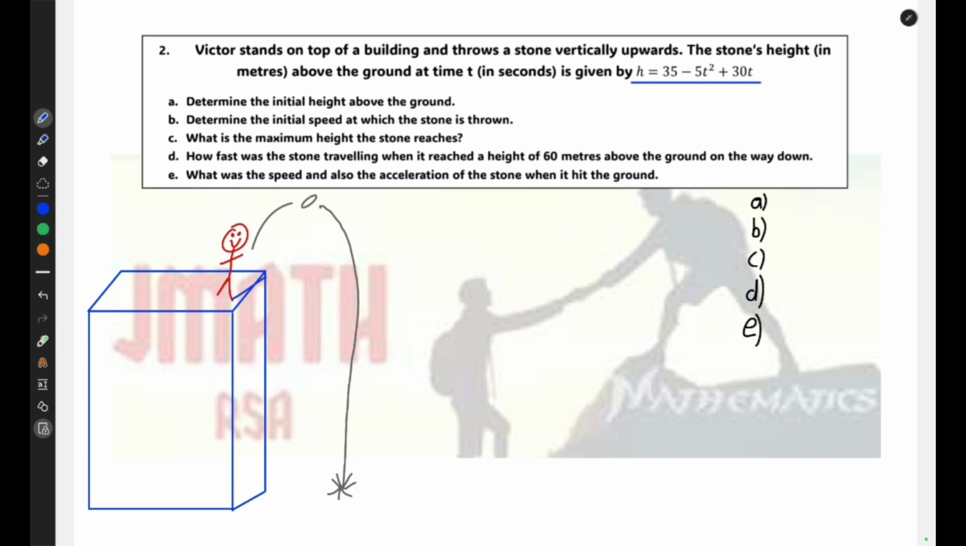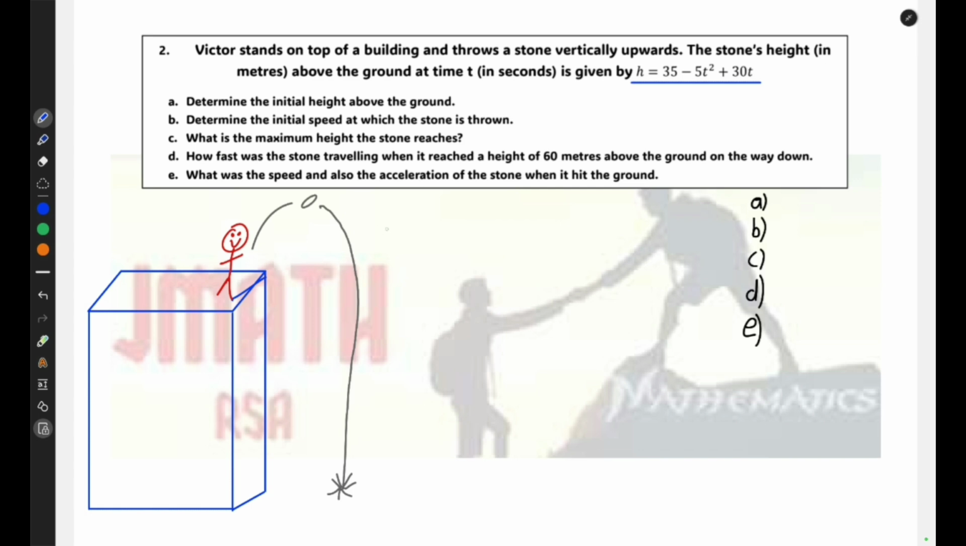Question A, determine the initial height above the ground. Okay, so even though he's throwing it up, so from where he stands, it's still going to go higher, but he starts at the height of the building, not the height of the ground, because in story sums, that would be considered as 0 on your y-axis and x-axis. So we just need to figure out how high is the building.